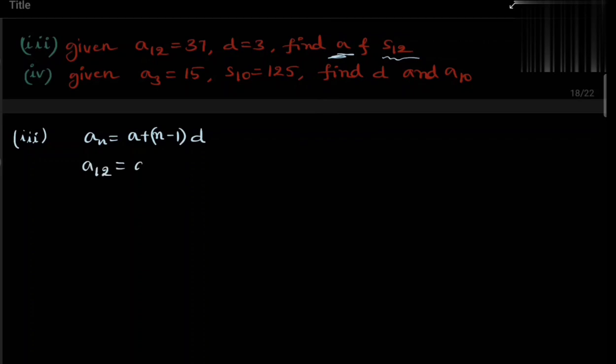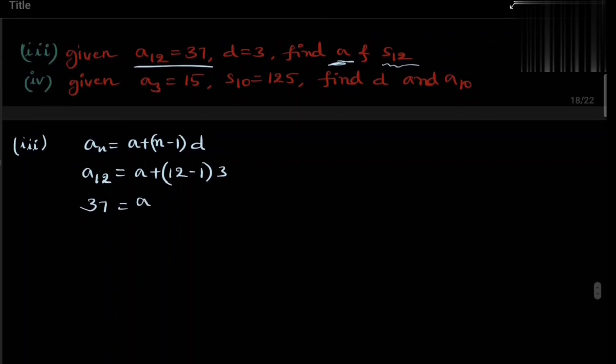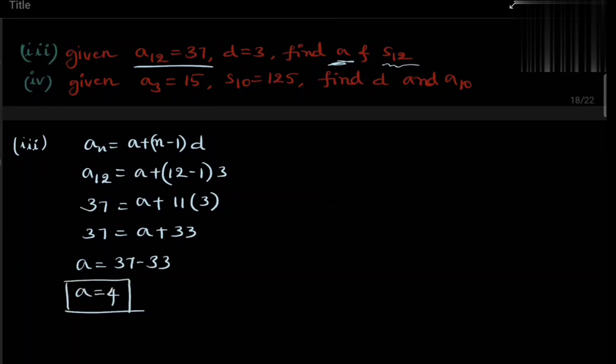So here we want to find a. Here n is 12, so n minus 1, and d is 3 here. So a12 is 37. Substitute here: 37 is equal to a plus (12 minus 1), which is 11, into 3. So 37 is equal to a plus 11 threes, which are 33. So a is equal to 37 minus 33, so a is equal to 4. Therefore the first term is 4.